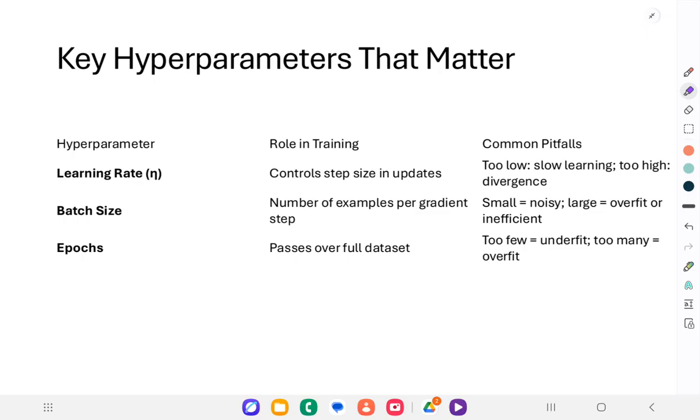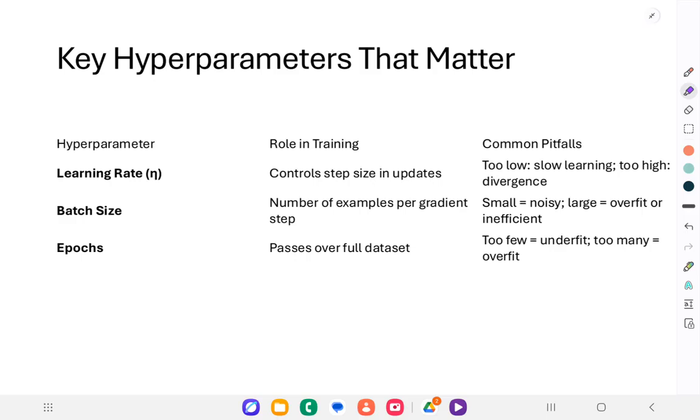The next hyperparameter is the batch size, right? This one affects both the training dynamics and the hardware efficiency. Smaller batches introduce noise into the gradient estimate, which is sometimes helpful for escaping local minima, while larger batches offer smoother updates and better parallelism, but they can overfit, right? They require more memory.